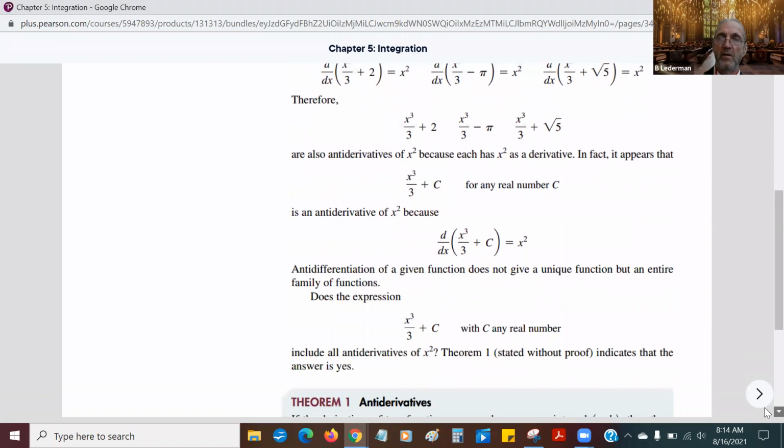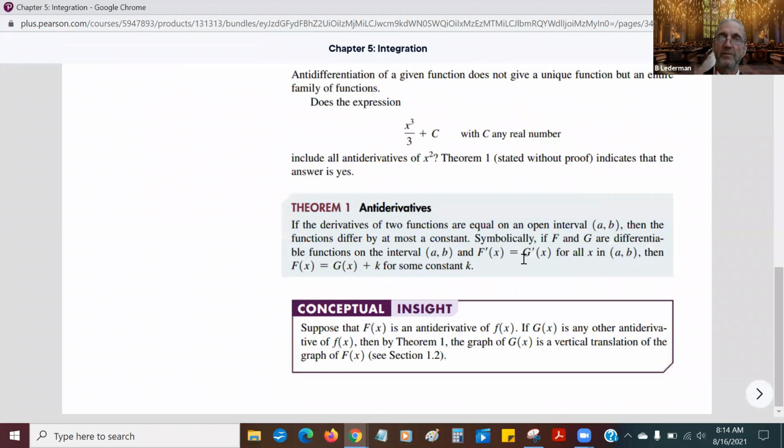Okay, anyway, here's an official theorem. If the derivatives of two functions are equal, so two functions have the same derivative, then the functions differ by at most a constant. In other words, if I have two functions and the derivative of each function is x squared, then I know that the functions are x cubed over 3 plus 7 and x cubed over 3 minus 9, or something like that. The x cubed over 3 part is the solid part, and what constant I add is what varies. That's really what theorem 1 is saying.